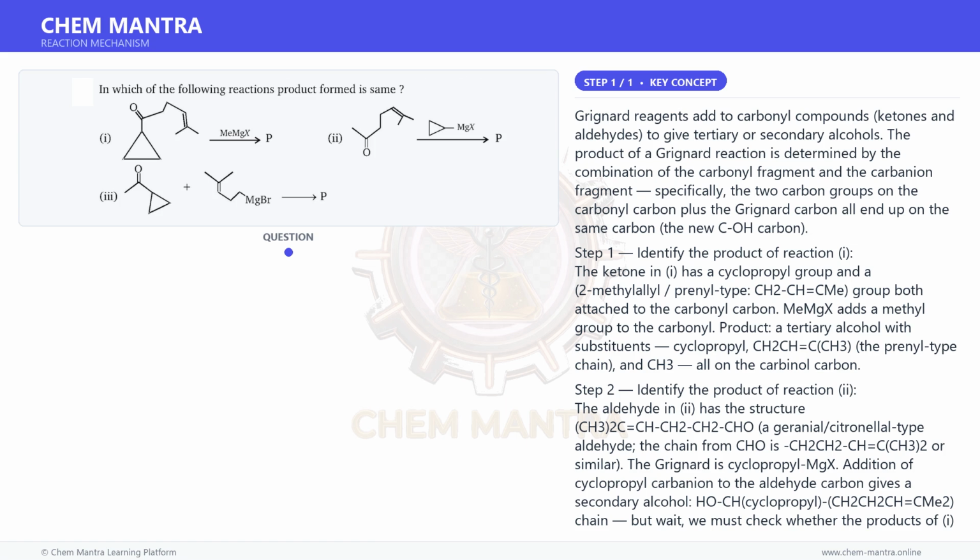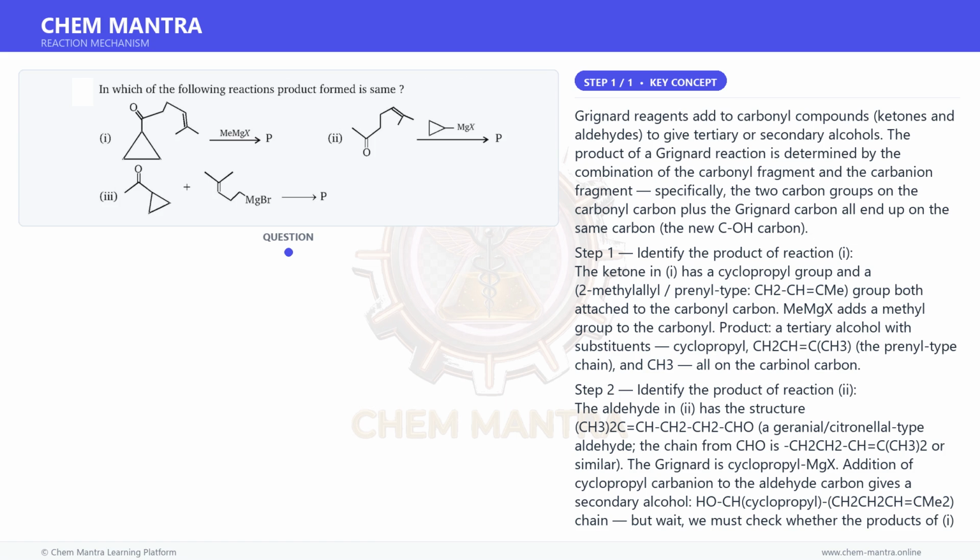Step 1. Identify the product of reaction 1. The ketone in 1 has a cyclopropyl group and a 2-methyl prenyl type CH2CH=CMe group, both attached to the carbonyl carbon. MeMgX adds a methyl group to the carbonyl. Product: a tertiary alcohol with substituents cyclopropyl, CH2CH=CH3, the prenyl type chain, and CH3, all on the carbinol carbon.